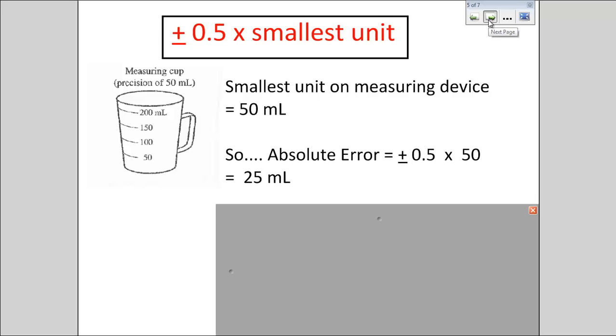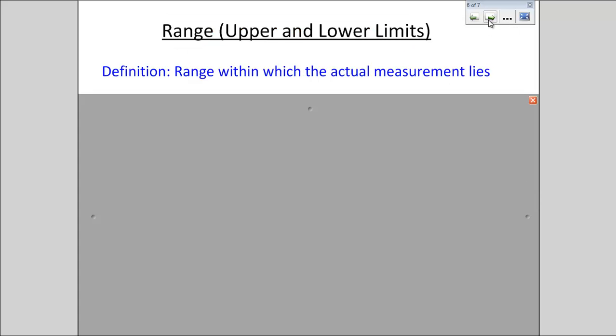Now we then need to be able to go on and use our absolute error to get what we call the range. And you might see it called sometimes the upper and lower limits of our measurement. So the definition of that is the range within which the actual measurement lies. So we can confidently say that between these two values, the upper limit and the lower limit, somewhere in there is the true measurement of the object that we're measuring.